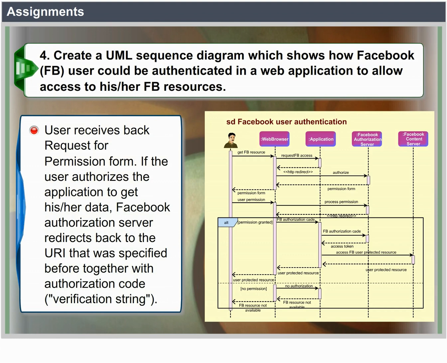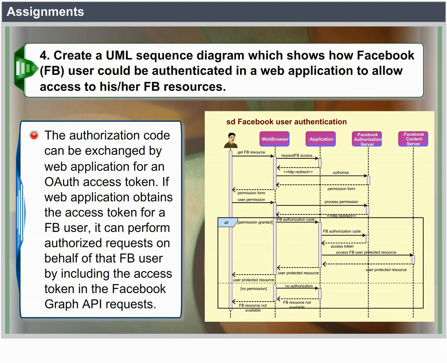If the user authorizes the application to get his or her data, the Facebook authorization server redirects back to the URI that was specified before together with the authorization code. The authorization code can be exchanged by the web application for an authentication access token.